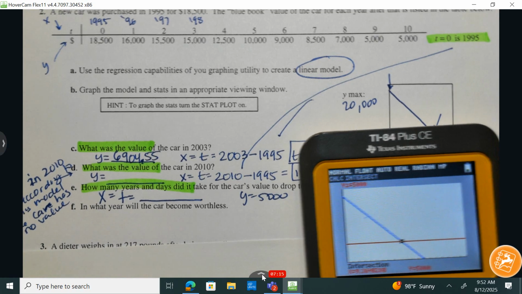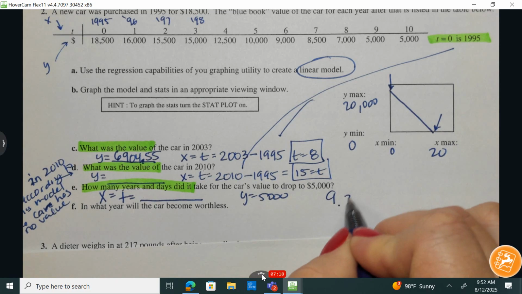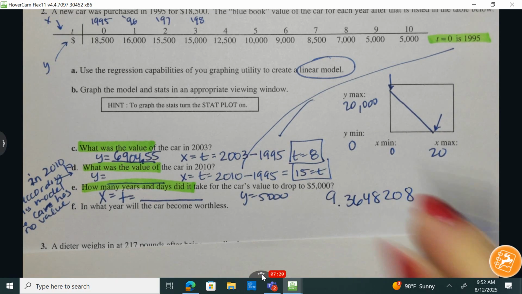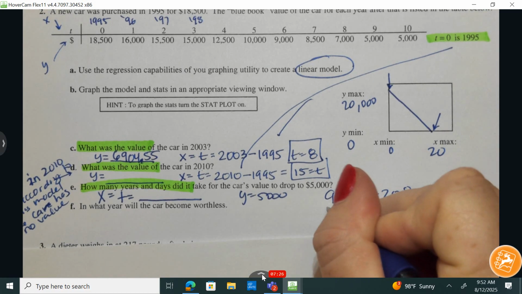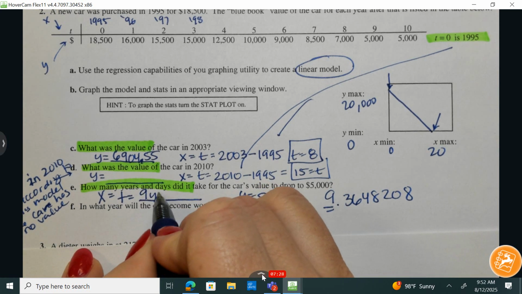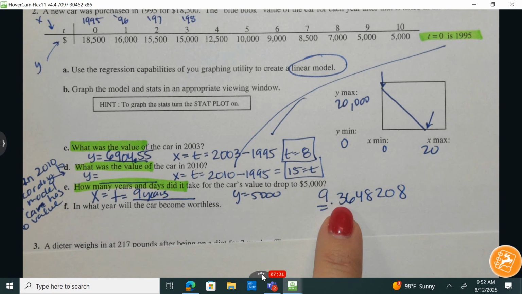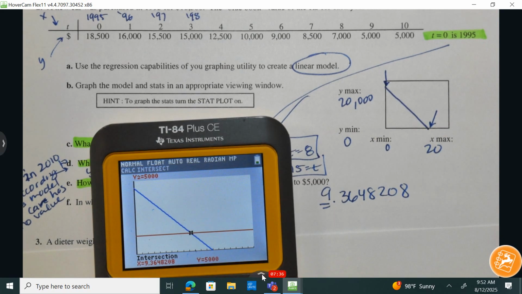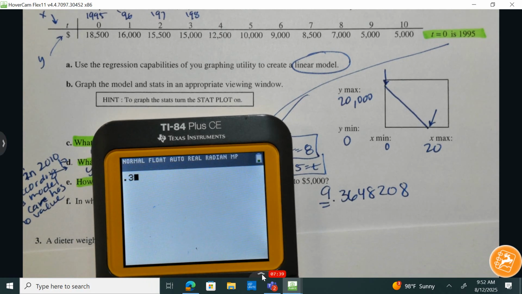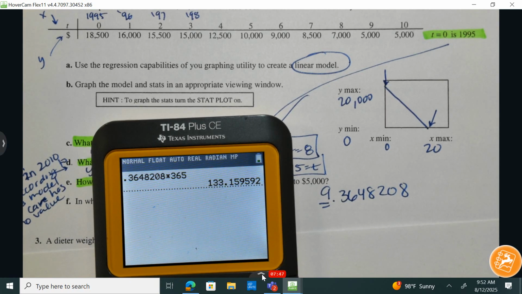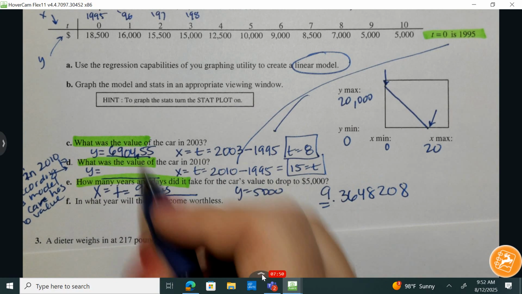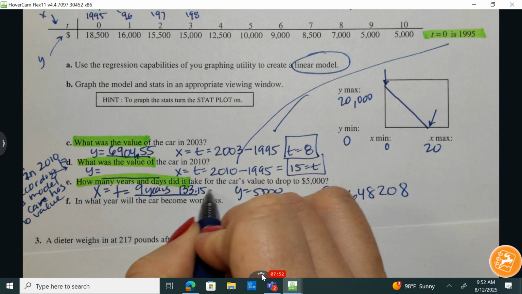And now, before I write this down, by the way, I'm going to come off to the side and write 9.3648208. I'm going to write that down. Okay? When I look at this, this is the exact number of years. So there are 9 years. Now, I can't say 0.3648208. This has to be turned into days. We learned that in lesson 1. So how many days are there in a year? There's 365. So I'm typing in that partial year, and I'm taking it times 365. We have approximately 133.15 days.